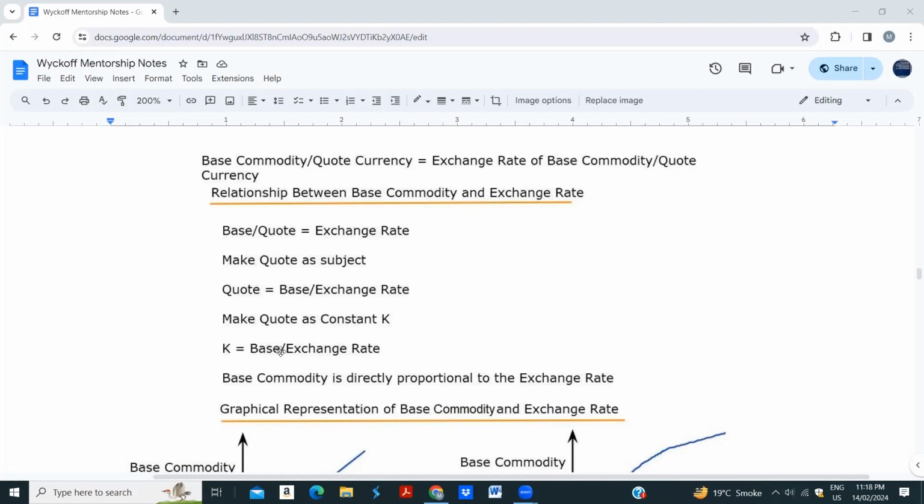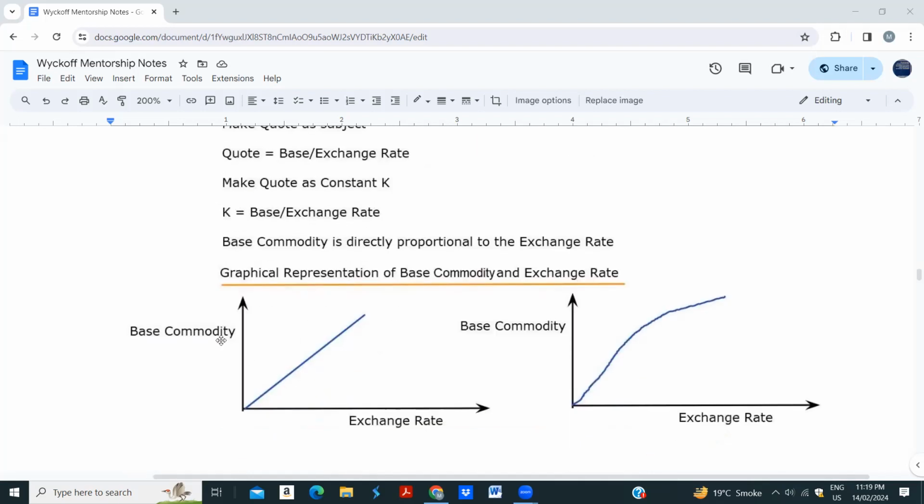So k is equal to base divided by exchange rate. Now we can simply say, because it is dividing, and I have already told you the formula that constant k is equal to x divided by y. When we have this formula, then there is a direct proportional relationship. So this is k equals x divided by y. It means that base is directly proportional to the exchange rate.